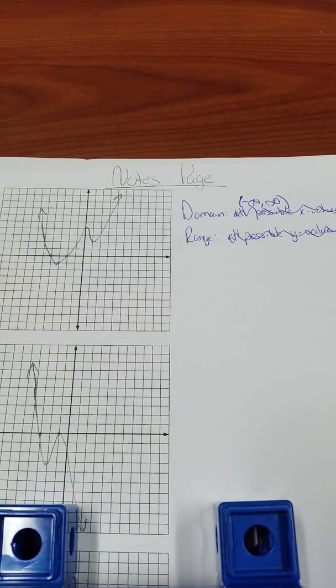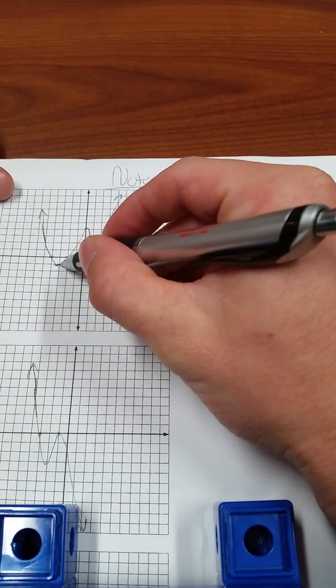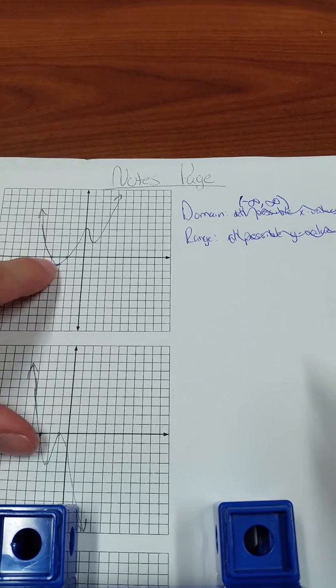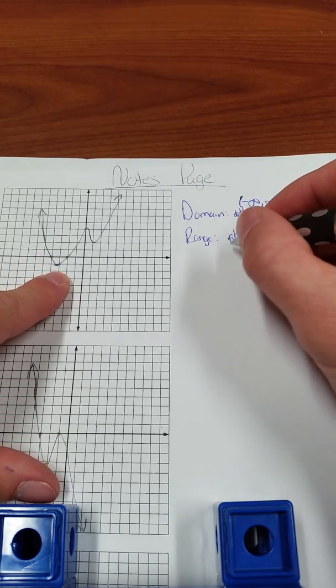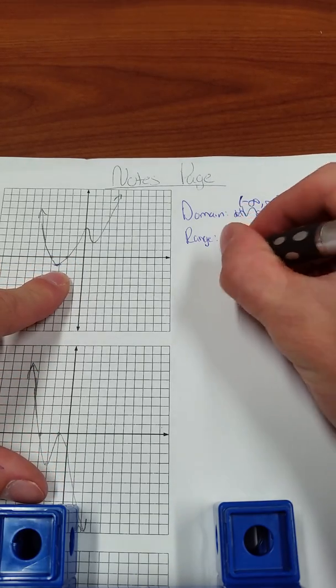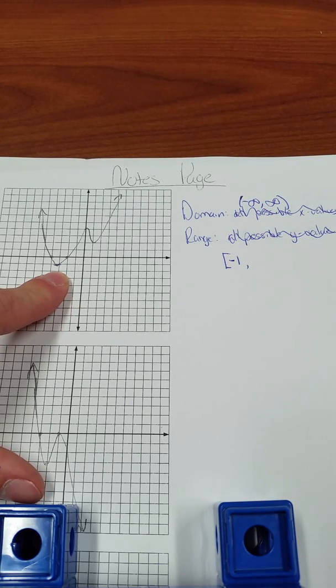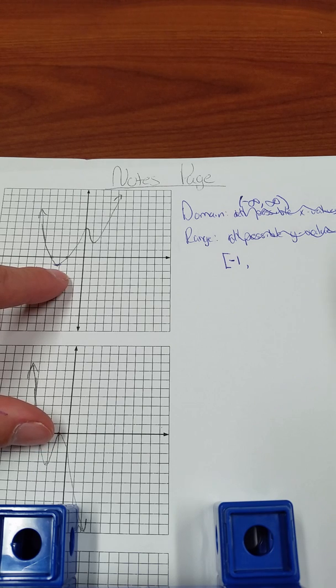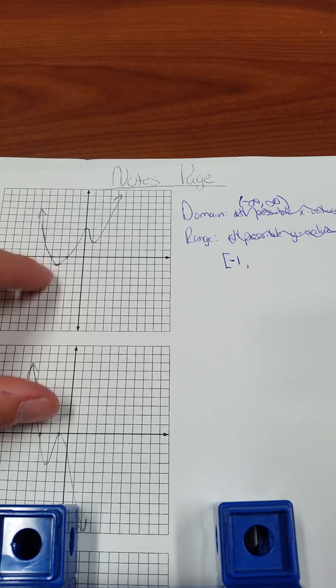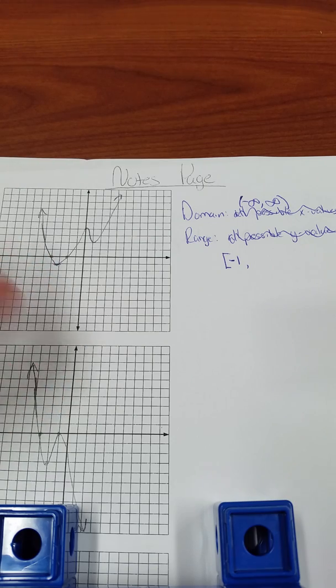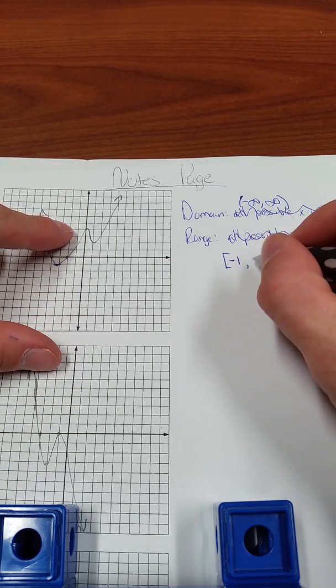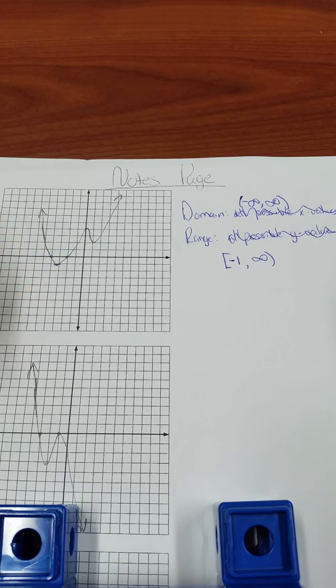Range is all possible y values. Read it from bottom to top. This is the bottom of my function here. Okay, that y value is -1. Now here's the thing, -1 is included. So you need to put a bracket around -1. If it was not included, then we put in a parenthesis. Infinity always gets a parenthesis. All right, so if it's a number in this scenario, it's going to get a bracket. So -1, and then it goes up. So -1 to infinity would be my range.